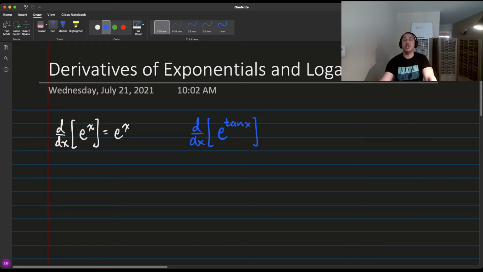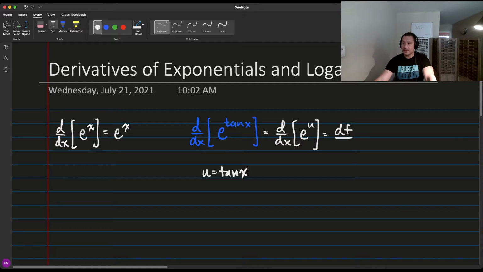Okay, for this you're going to need to use the chain rule. So what I recommend you do is you say, hey, this is the derivative with respect to x of e to the u. And your u will be the tangent of x. Now remember, the way that the chain rule works is that you're going to have the derivative of f with respect to u times the derivative of u with respect to x. So in this case, your f of u is e to the u.